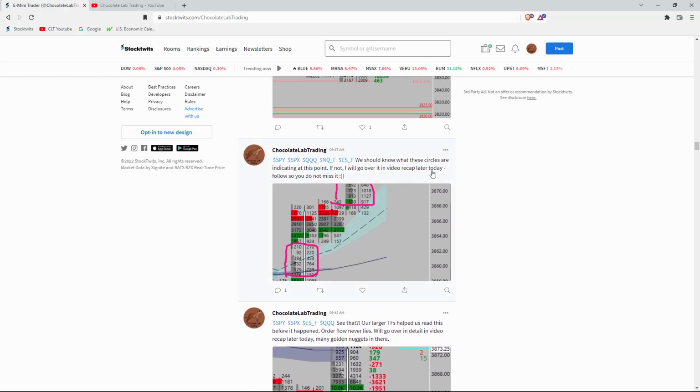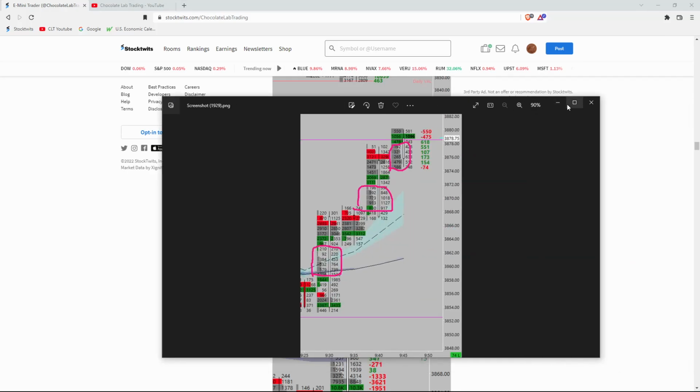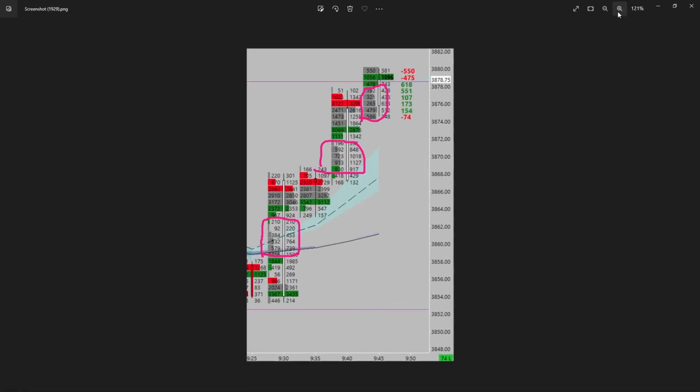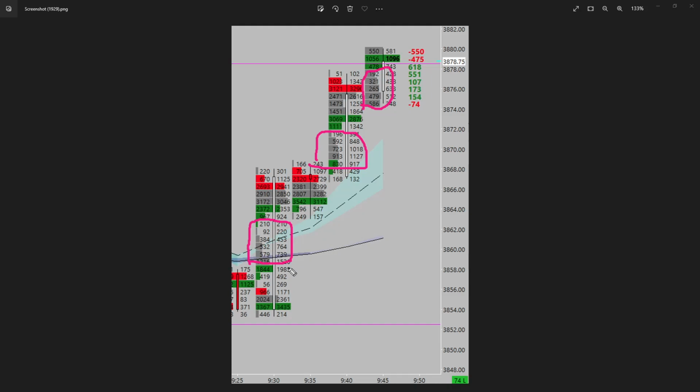All right, we should know what these circles are indicating at this point. If not, I'll go over it in the recap. So I've spoken about it already in this recap, as well as many others. Thin volume nodes, when we're above previous selling and below previous buying, are stops. These are people who are selling down here. They get popped and they're all tripping over themselves. They're all underwater trying to cover. And that's what creates this thin volume, this very explosive move up.